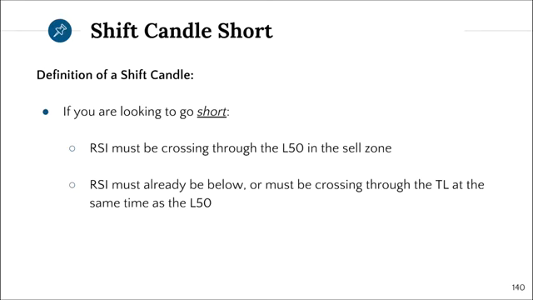So again, for a shift candle long, you're looking for the RSI to go through the liquid 50 in the buy zone with the trend line in the proper position. If you're trying to go short with a shift candle, you're going to be looking for the RSI to confirm it by having the RSI cross through the liquid 50 in the sell zone with the trend line in the proper position. You're starting to see that it is the same pattern, just inverted.